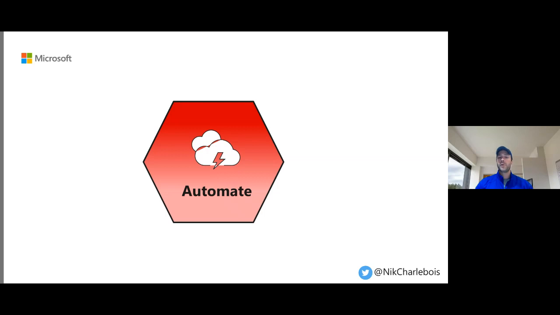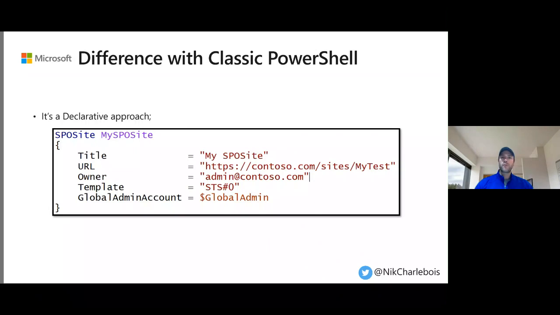Let's talk about the first pillar. The first pillar, as I mentioned, is the ability to automate your configuration. PowerShell desired state configuration, for those of you that are not familiar with what it is, is a way to represent your configuration in a declarative fashion. It's basically telling what you want the system to be configured like. So you write almost a story, you write the definition.